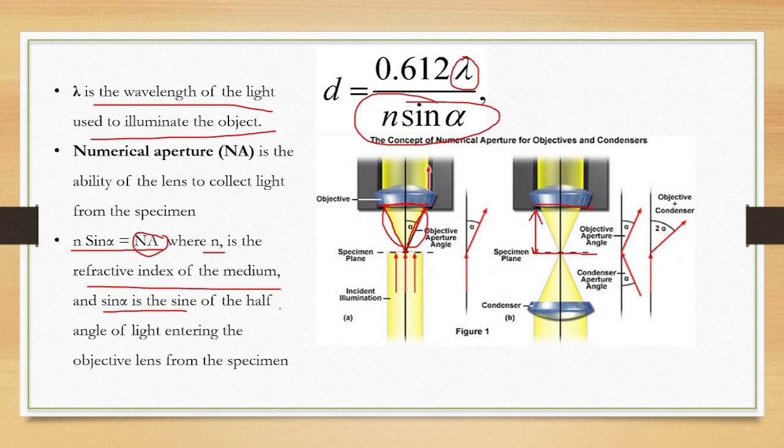Sin alpha is the sine of the half angle of light entering the objective lens from the specimen. So this is the specimen. The light from the condenser passes through the specimen and forms a cone. This is the optical axis. So it creates an angle here, and this angle is called the angle of aperture. So the objective aperture angle gives the sin alpha.